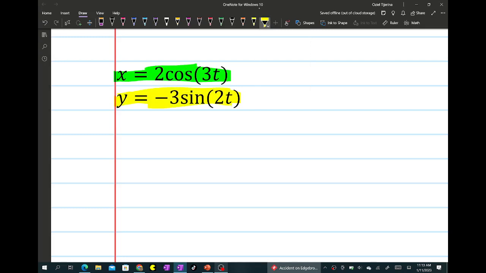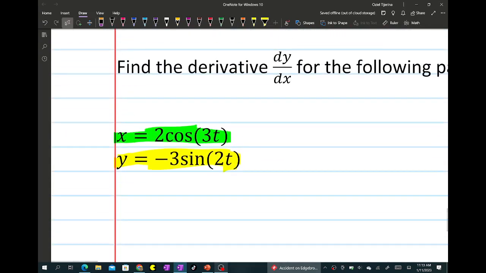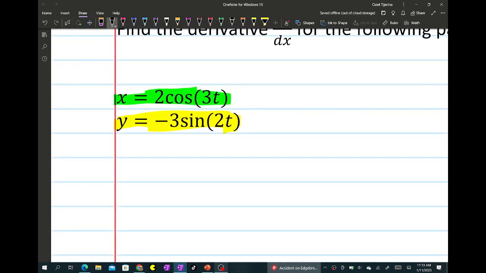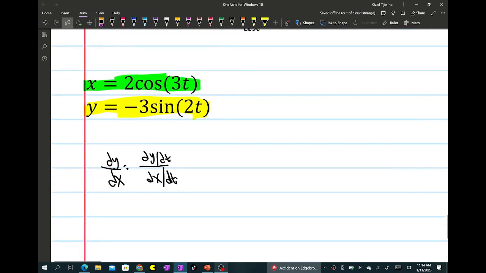The formula for a parametric, so when we find the derivative dy/dx, goes like this. We have dy/dx is going to be equal to dy/dt over dx/dt. Basically, you're going to find the derivative of both x and y in terms of t, right?